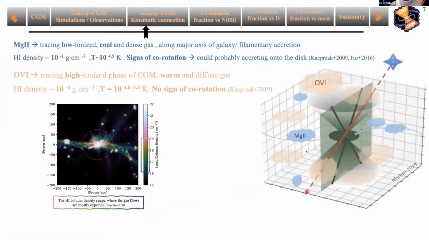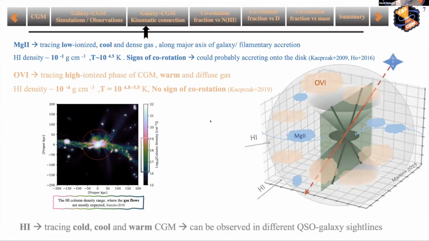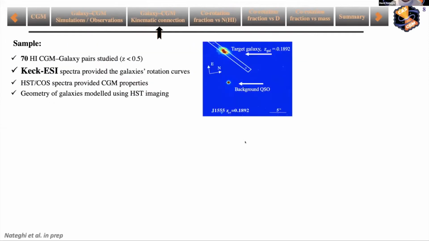And why we're interested in H1? The CGM is a multi-phase environment comprised of low and high ionization phases of gas with different temperature and different density, that can also be traced with different ions like magnesium II and oxygen VI. But H1 is the best tracer for the full range of dynamical processes in the CGM, because H1 can trace cold, cool, and warm CGM and can be found along different quasar sightlines.